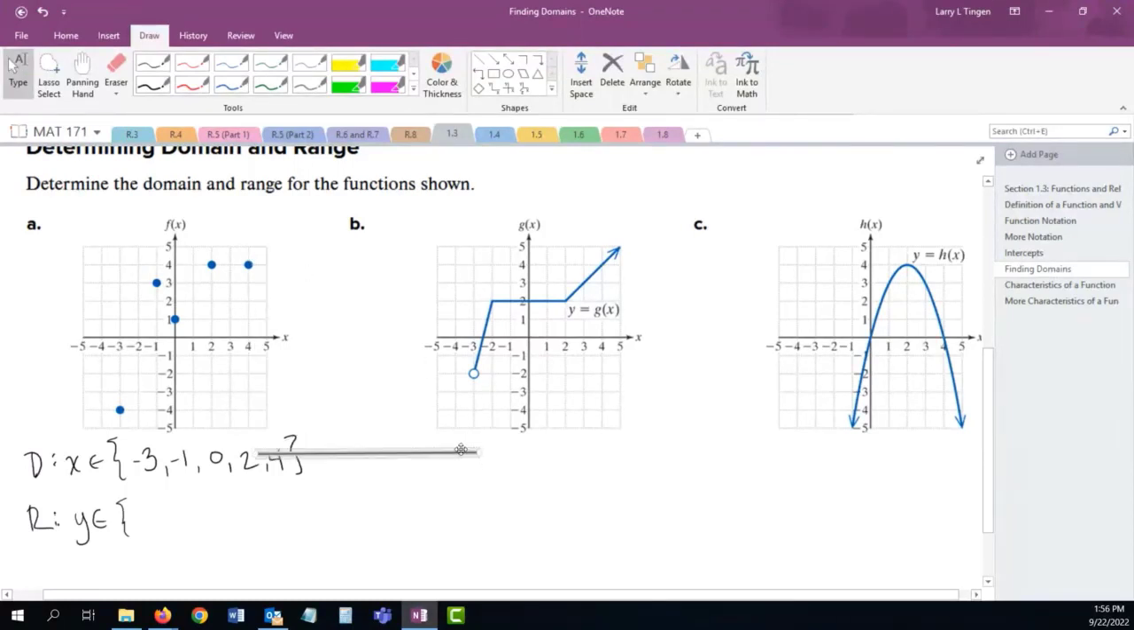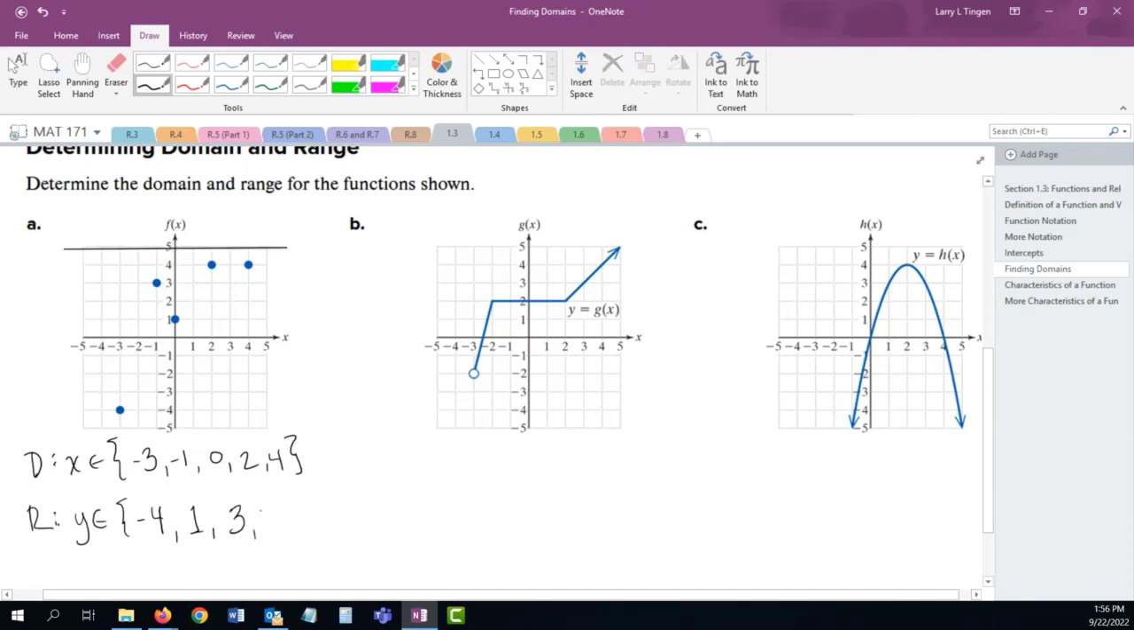When I want the y values, I just flip this to a horizontal line. I'm going to start at the bottom. The first y value I encounter is negative 4. The next one is 1. And then after that, keep moving up. And then I encounter 3, and then I encounter 4.